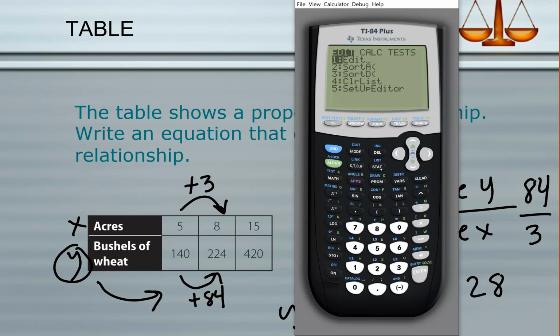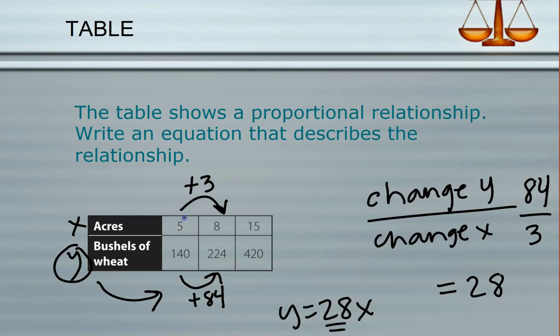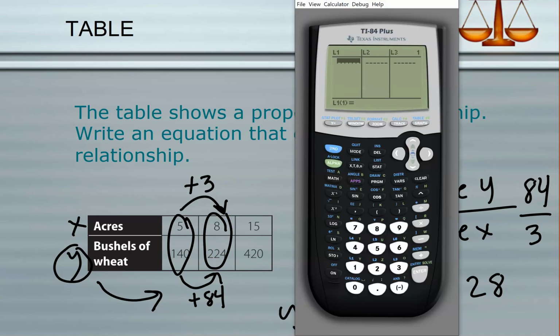So stat, edit. Let me delete whatever's on here. My x, and you can only use 2 points, guys. You don't have to use the whole thing. So here is 1 point, x and y, right? And we have x and y. So please do not get confused. You don't put 5 and 140 just because it's going down like that.